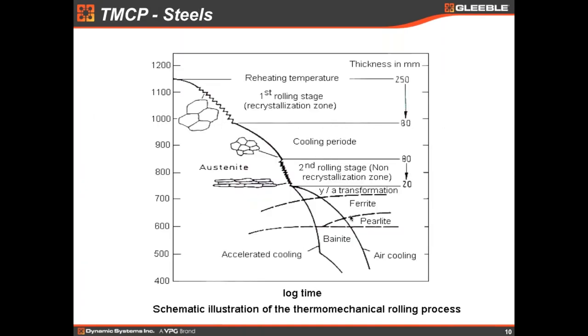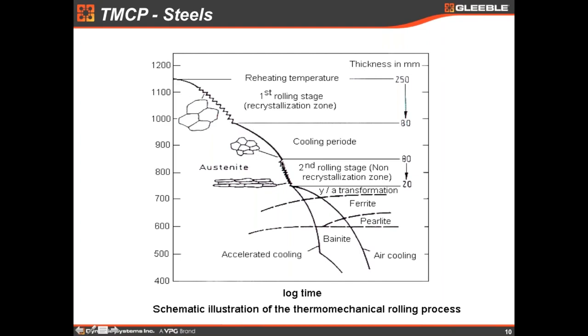So this is a graphic representation of the TMCP. Again, this is temperature and time. We austenitize on the reheating and have the first roughing stage where we have the formation of grains. Then you have some waiting time for the temperature to decrease.